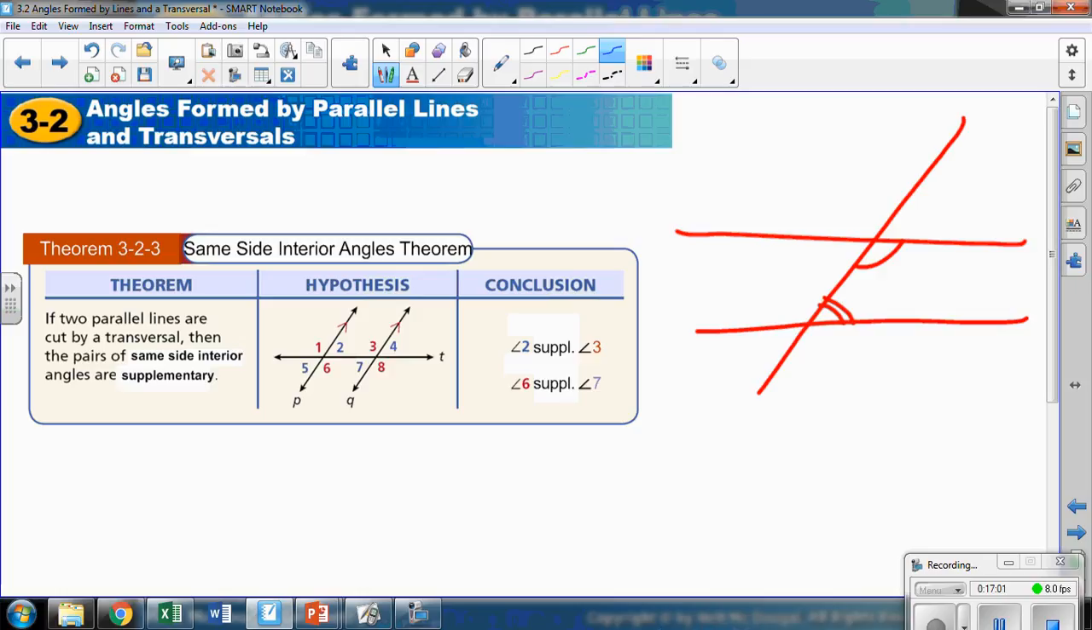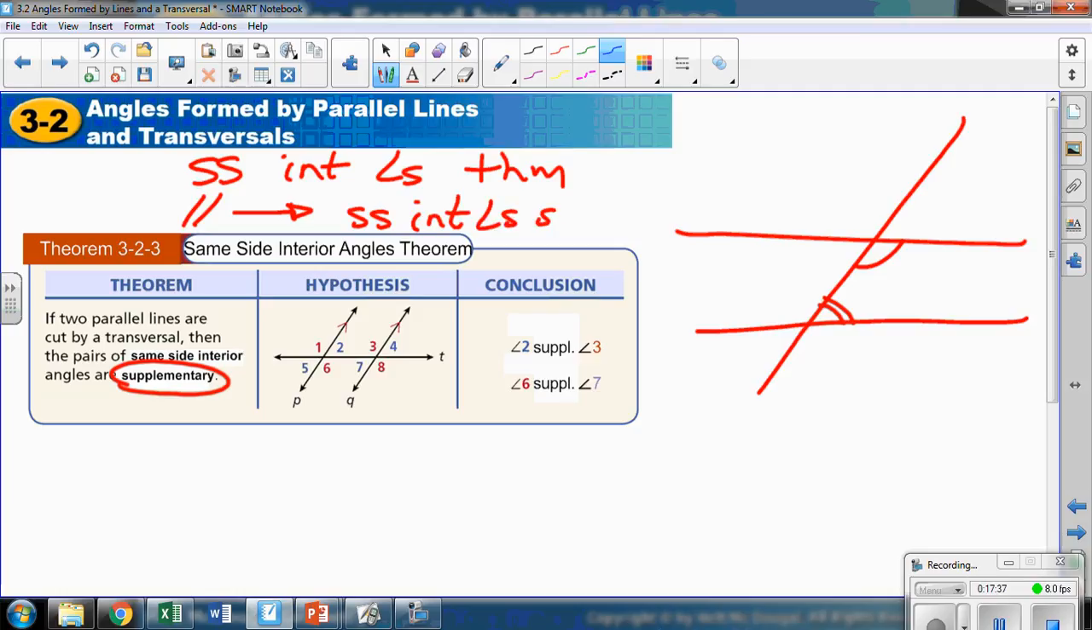Same side interior angles break the trend of having congruent and instead give us supplementary. Same side interior angles will be supplementary only when they come from a set of parallel lines. And so the same side interior angles theorem tells us if you have parallel lines, then those same side interior angles are supplementary.